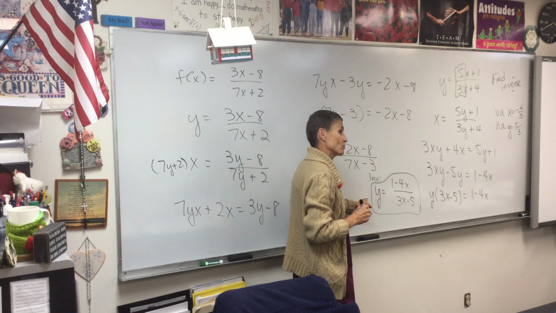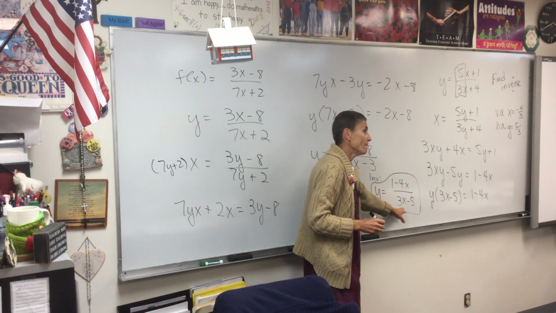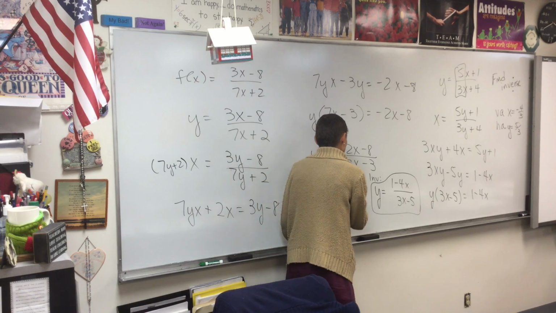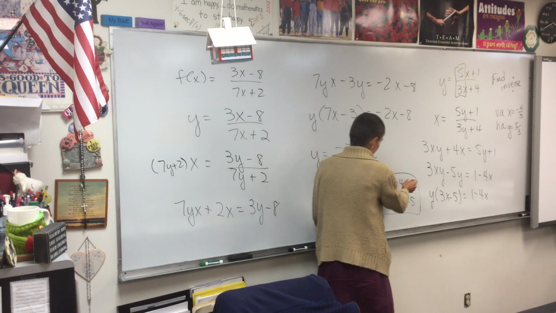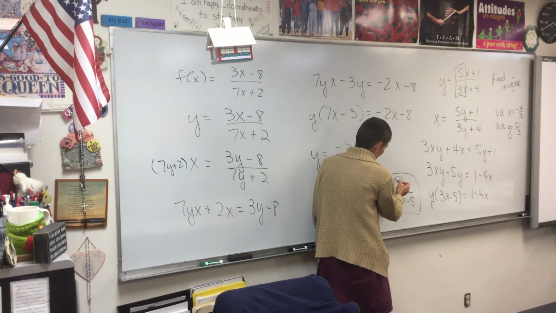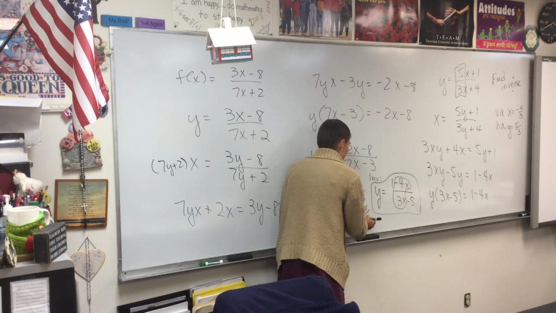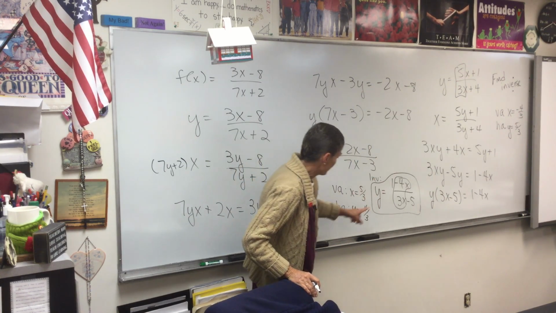Now, let's look at the inverse real quick. Tell me about the vertical asymptote of the inverse. What makes the denominator 0? X equals 5/3. What about your horizontal asymptote? Now, I got it backwards, so be careful. What's my horizontal asymptote? Oh my gosh. This is not coincidence. Does that make sense to you?